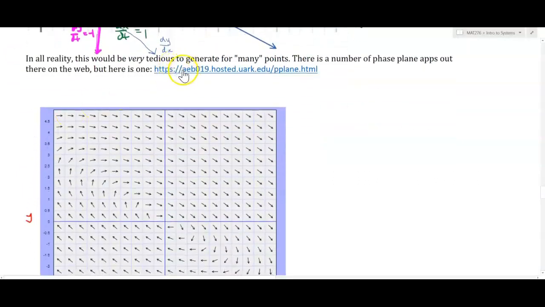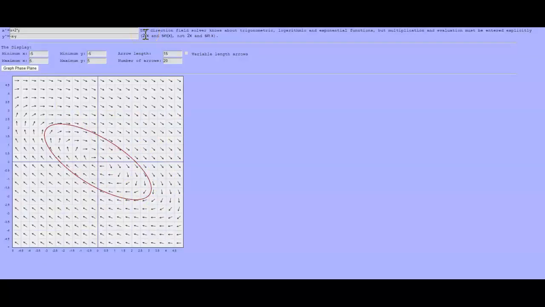This little applet, if you go over to the site, will allow you to generate this slope field. Let me just show you. Here's what this looks like, and you can see it allows you to enter x prime, which is the same thing as dx/dt. So I had to do x plus 2, and then a multiplication sign is necessary, times y, and then negative x minus y, and then I just set my display here.